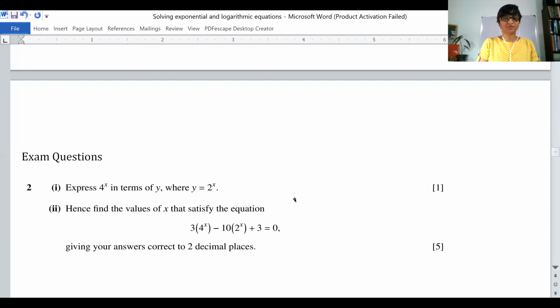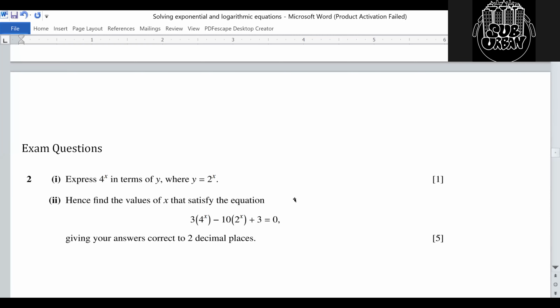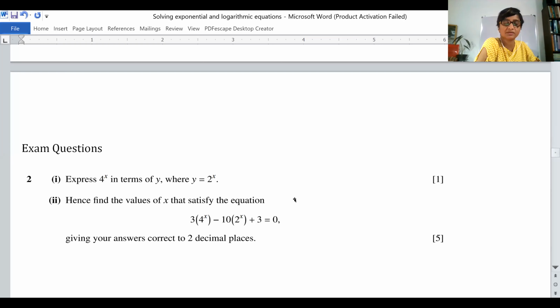Okay. Now, let's look at some exam type questions. These can be a little different. So let's look at this question. You will have to copy this first. Miss, shall I copy this in the theory book or the question book which I have? Theory book. Okay, first copy the question. It has two parts.